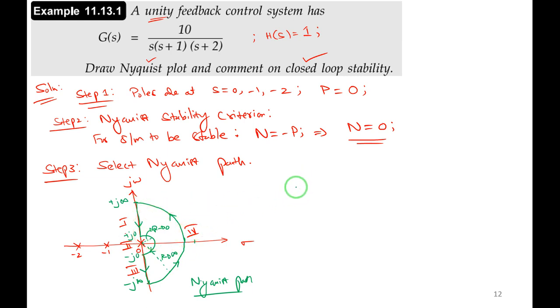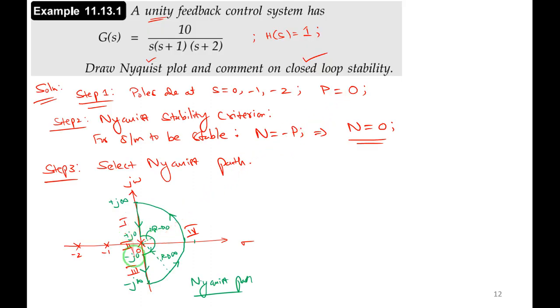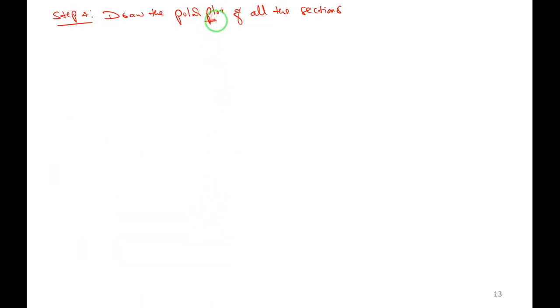Then what is step 4? Nyquist path is selected. Draw the polar plot of all the sections. Step 4. Draw the polar plot of all the sections. Here all the sections means 4 sections are there. Section 1, section 2, section 3, section 4. So draw the polar plot of all the sections.